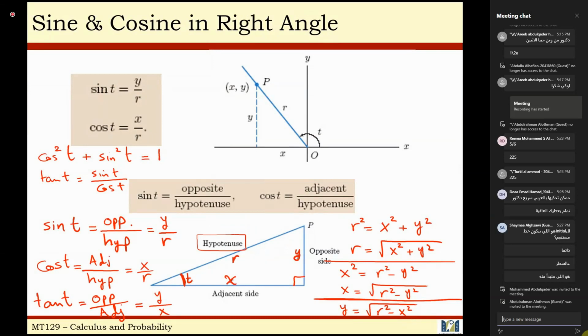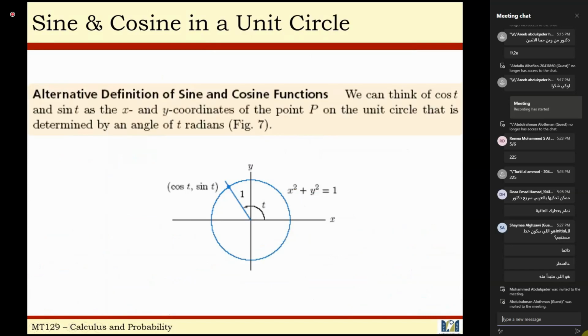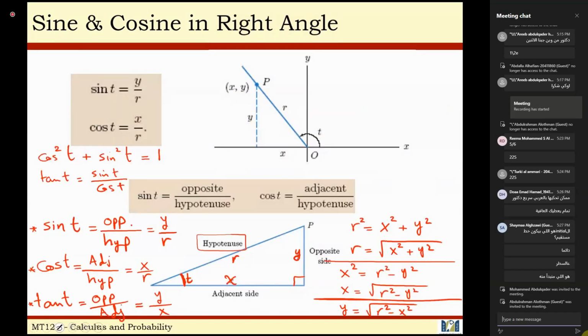Example for these laws. So we have many important laws to find x and y, sine and cosine and tan, and to find any side of a right triangle. Okay, right triangle. I need to put an example. Wait.